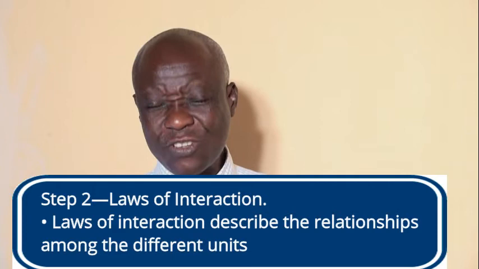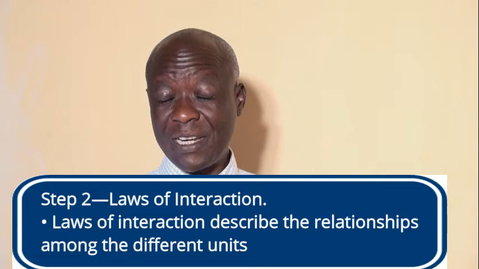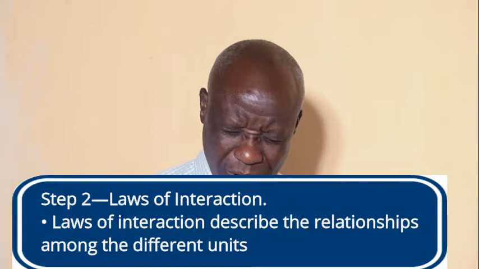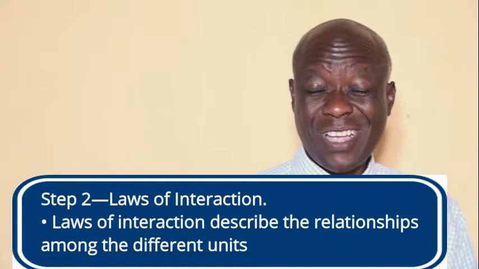So laws of interaction describe the relationships among the different units, and the units here refer to what we call concepts. And relatedness does not imply causality, ladies and gentlemen. When we talk about relationships, do not start talking about causality, that he's saying A causes B. No, a relationship is just simply a relationship. For example, let me just give you an example, right?